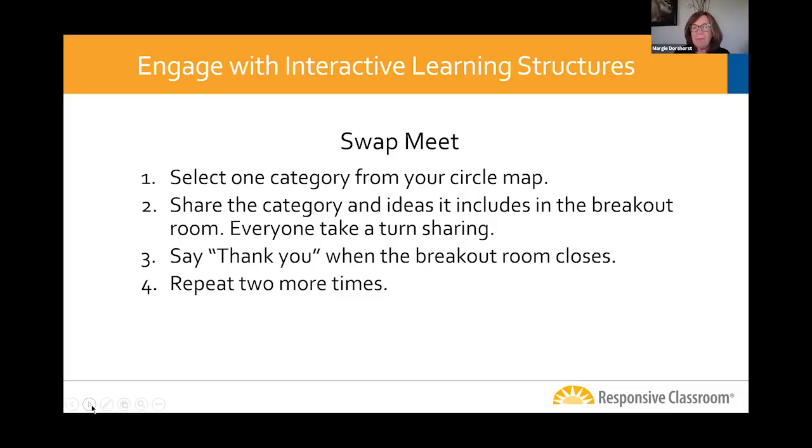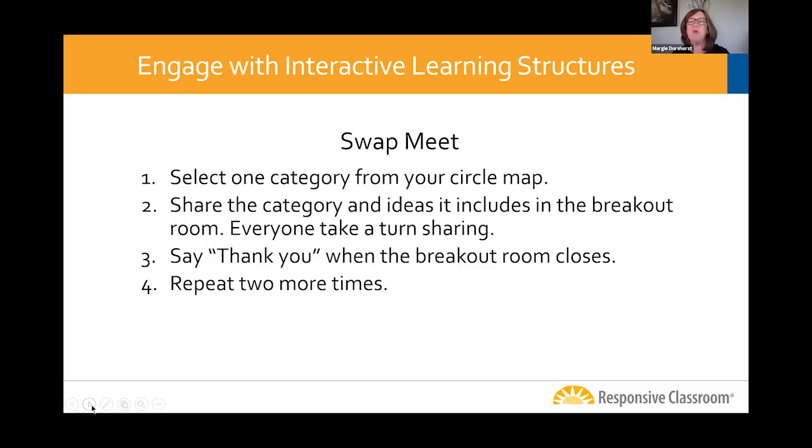Now, this is how a swap meet works. In your swap meet, each of you will have about a minute to share. So I'd say, my name is Margie Dohorst. I'm a consulting teacher for Responsive Classroom. My category is this, and these are my 2 or 3 ideas. What's your idea? Share what their idea is. And then you're going to see the time click down.